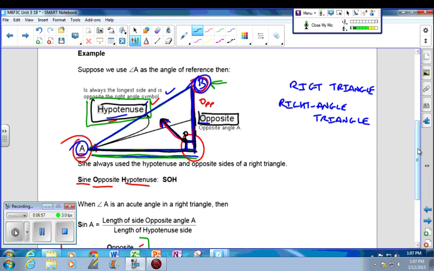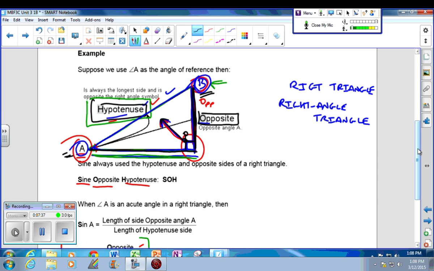But as far as the other two angles in the triangle are concerned, the opposite and adjacent will switch around. If you're down here at angle A, the adjacent side to you is the one that touches that angle that's not the hypotenuse. And the opposite side is the side that doesn't touch that angle at all. But if you go up to B, you'll notice that the adjacent side now is the one that touches the B, and the opposite side is the one that doesn't touch the B at all. Okay, so that's how you keep them straight.